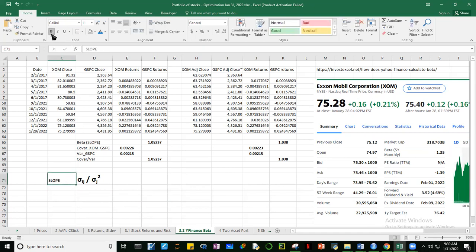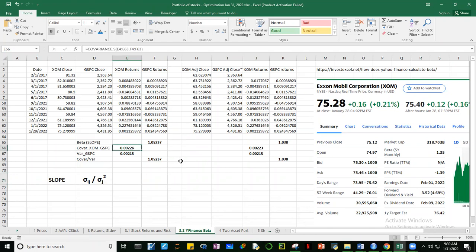The slope is actually equal to, if you recall from your statistics, the concept of covariance. It's a measurement of the relationship between two variables, how they vary. That's defined as sigma ij, the covariance of asset i with asset j, and then the variance of j. So to compute the slope or the beta, you can also use this formula, which is the covariance of the asset and the market, which is GSPC, divided by the variance of the market.